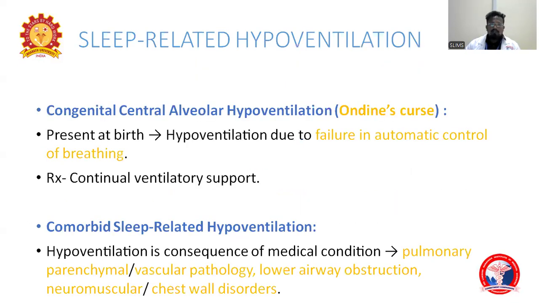Some congenital central alveolar hypoventilation, that is Ondine's curse, can be present at birth, with hypoventilation due to failure of automatic control of breathing. Treatment is continual ventilatory support. Comorbid sleep-related hypoventilation can be a consequence of medical conditions like pulmonary parenchymal disorders, vascular pathology, lower airway obstruction, and neuromuscular and chest wall disorders.